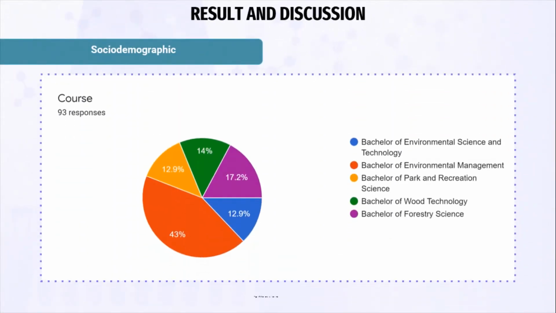Most of the respondents are Bachelor of Environmental Management students, which is 43%. For Bachelor of Forestry students, the respondents are 17.2%. 14% of the total respondents are Bachelor of Wood Technology students, while 12.9% of the total respondents are Bachelor of Park and Recreation students. The remaining 12.9% are Bachelor of Environmental Science and Technology students.